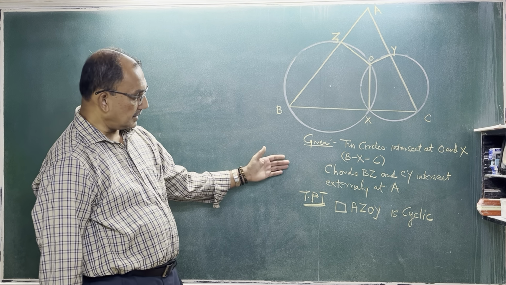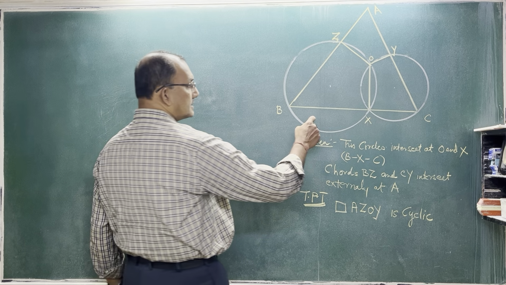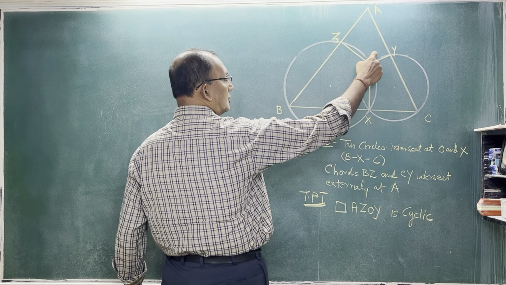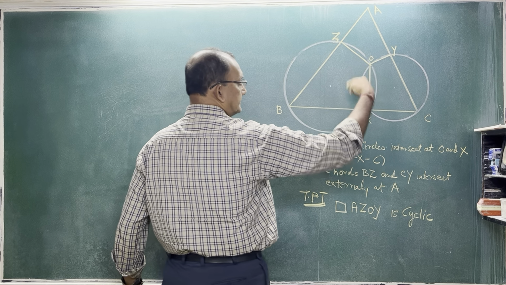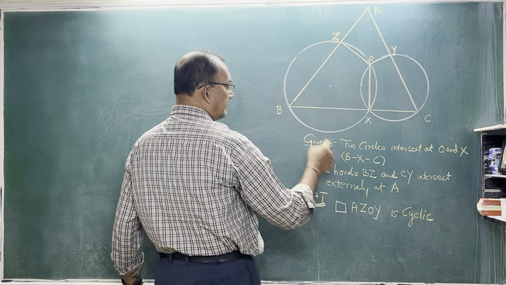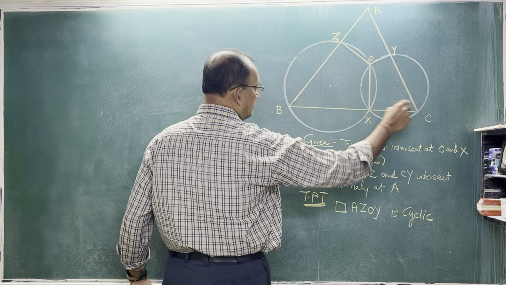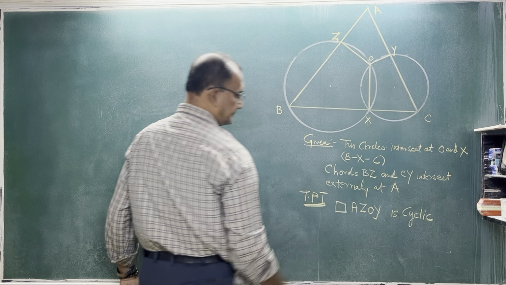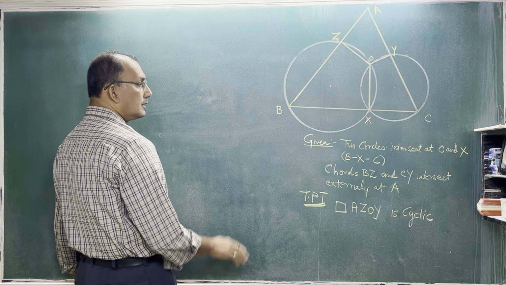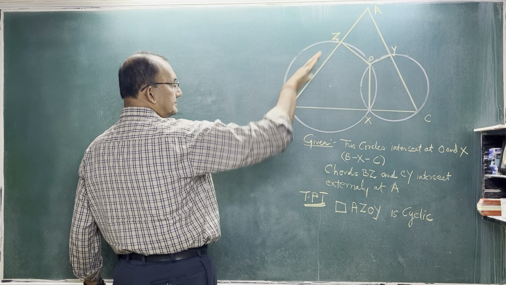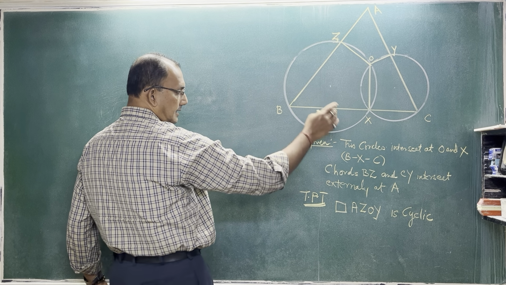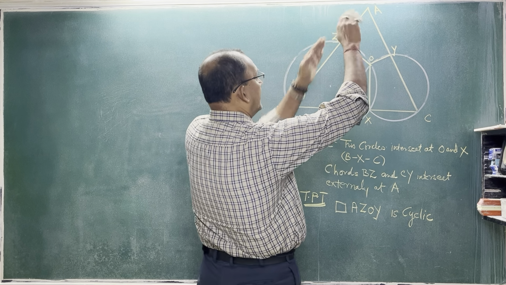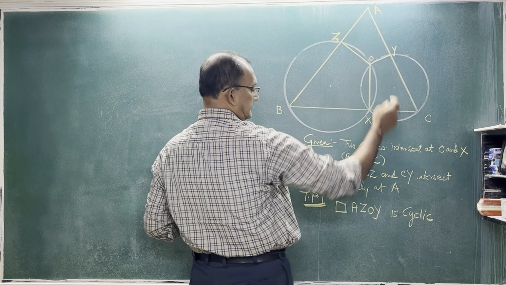Children, in this particular sum, there are two circles intersecting at points O and X. Next, it is given that B-X-C is a straight line, so X lies between B and C. Next, chord BZ of the larger circle and chord CY of the smaller circle intersect externally at point A.